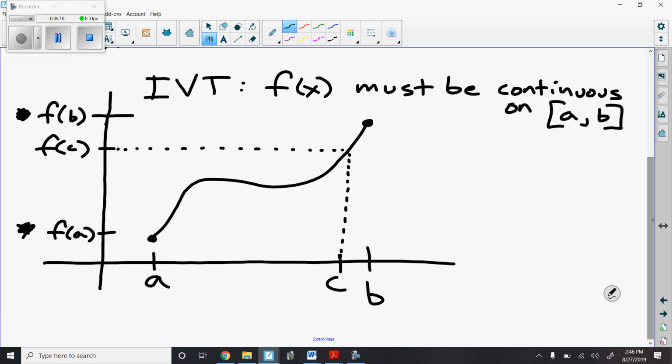Now, why do you think f of x has to be continuous for this to be true? I want you to think about that. Why does f have to be continuous? Well, let me resketch my f of x in a discontinuous graph and show you why it has to be. So let me just erase this graph a little bit.